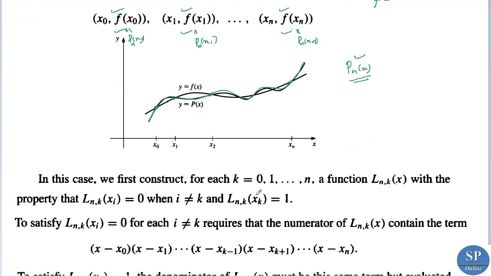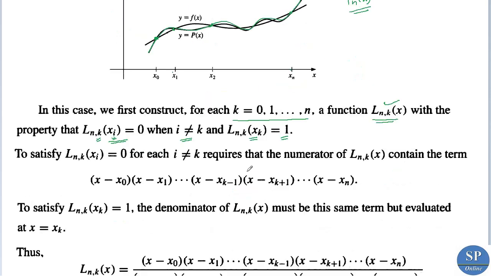In this case, first we construct for each k equal to 0, 1, 2, 3, up to n, a function Ln,k(x) with the property that Ln,k(xi) is equal to 0 when i is not equal to k, and if i is equal to this k, that is Ln,k(xk) equal to 1. So such a function we are going to find to satisfy these two conditions.